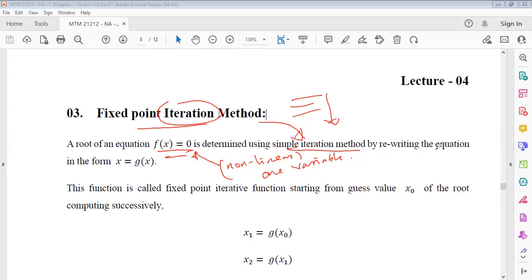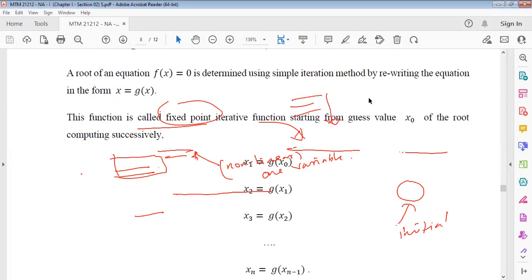By rewriting the equation in the form, see, that's what I told you. First of all, you have to rewrite this equation in the form x equal to g(x). I have sent you this note, so no need to write it again, but understand it, so when you are writing, you can understand and write it down. This function is called the fixed point iterative function, starting from the guess. This is what we call the initial guess. Initially, we take one x naught of the root, computing successively. So how are you going to compute the real root from our initial guess?